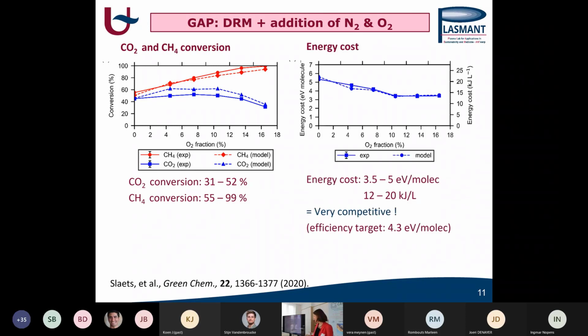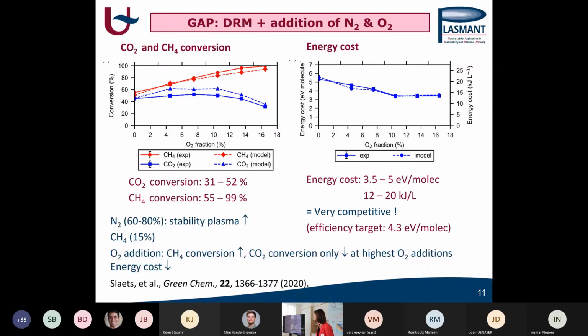And the energy cost was between 3.5 and 5 electron volt per molecule, or in kilojoule per liter between 12 and 20. So this is actually very competitive, because if you remember, in the state of the art, the efficiency target was defined as 4.3 electron volt per molecule. So we see that we are around that efficiency target in this case.